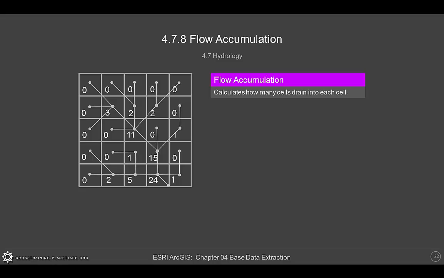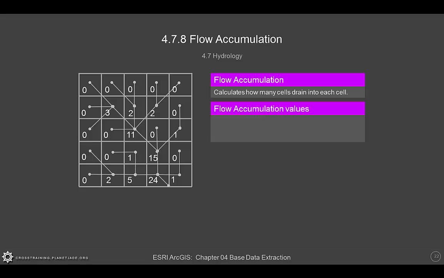Now if you take a look at the largest numerical value, which is a 24, you can see that all the numbers are being added up there to create that numerical value of 24. So we can see that 24 is the greatest value, meaning that it is very likely that all of those cells drain to cell 24.